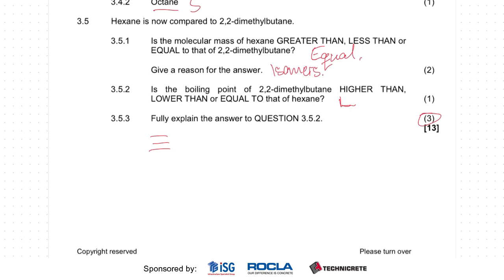So the thing is, you can talk about it from the perspective of dimethylbutane or from hexane. So the other way to say it would be hexane has a longer chain length, so there's a larger surface area over which IMF act. Therefore, IMF are stronger, and therefore more energy is needed to break the IMF or intermolecular forces. And that's good for 3 marks. Yeah, and that's question 3. Great.